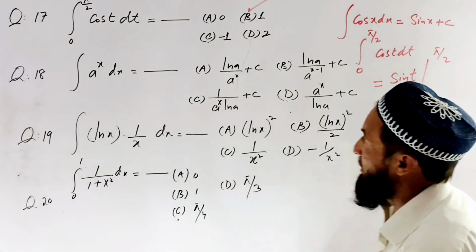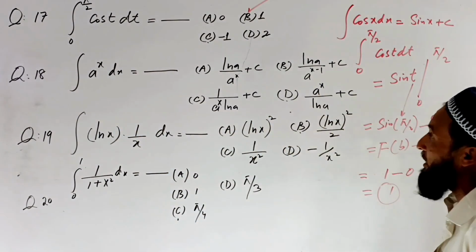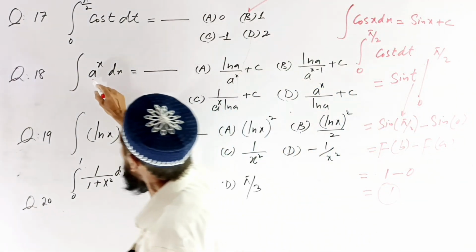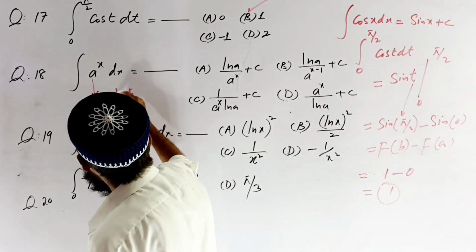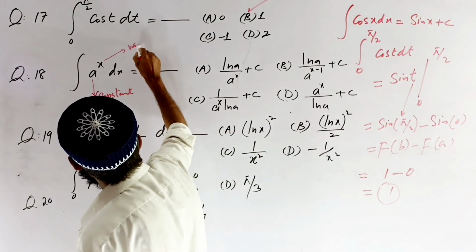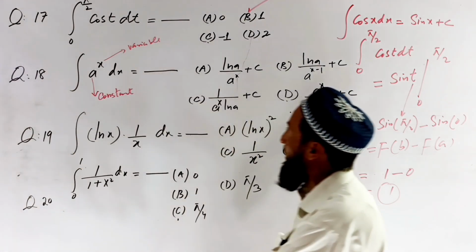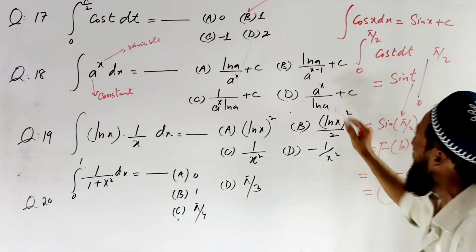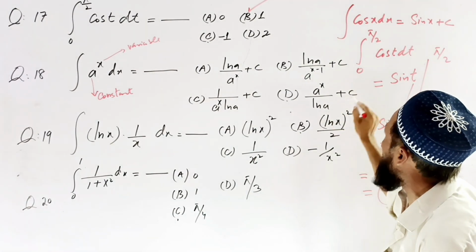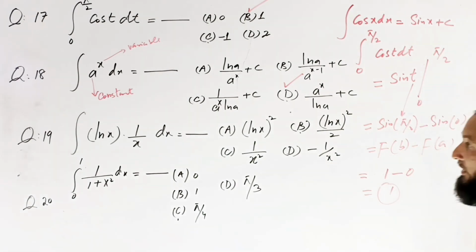And question number 18, integration of a to the power x dx. This is the general formula for the constant rule. Here a is a constant and x is the variable, so the exponent is the variable. So the formula is a to the power x divided by log of a plus c. So D is the correct answer.